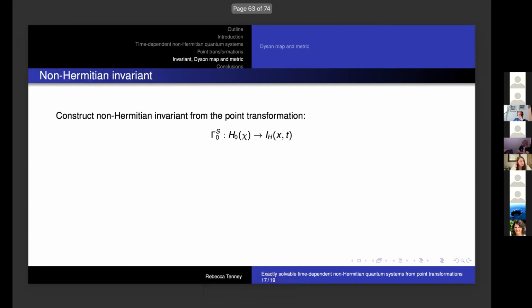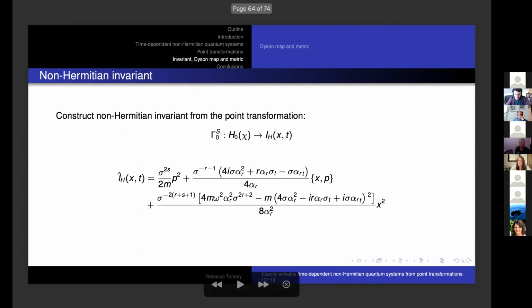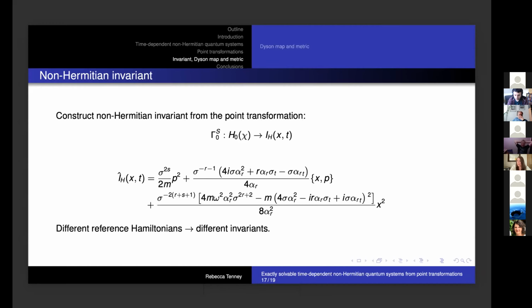Now that we've constructed the point transformation, we should move on to step 3 of the approach that we discussed. This is acting with the point transformation directly on the reference Hamiltonian, the time independent reference Hamiltonian. And in doing so, we pull out this invariant here, which is an invariant for the time-dependent Swanson model and is non-Hermitian, as can be seen from the i's all over the place. The different reference Hamiltonians I discussed earlier, the free particle and the linear term and so on, obviously lead to slightly different point transformations, and they also lead to slightly different invariants, but they are all invariants for the time-dependent Swanson model.